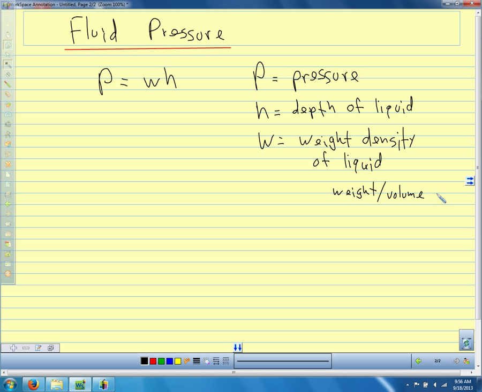And Pascal's principle says that the pressure exerted by a fluid depends only on the depth and is transmitted equally in all directions. So that's the assumption that we're using, that the pressure depends only on the depth and it's exerted equally in all directions. So this is our pressure.